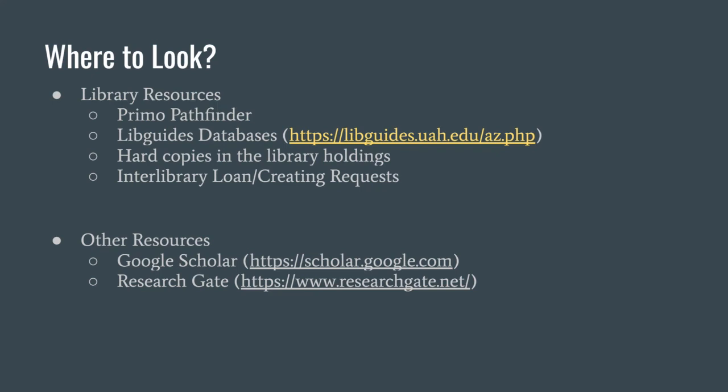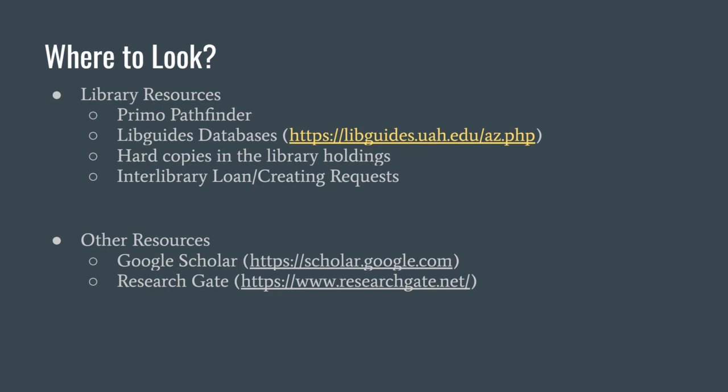If you go to the library's homepage, I think we're going to do this in a minute as part of the live demo. There is a search bar where you can search the library's holdings and electronic holdings as well. We also have the LibGuides databases through the library, and we'll see that later. The library does have hard copies in its holdings, and you can also request things through interlibrary loan.